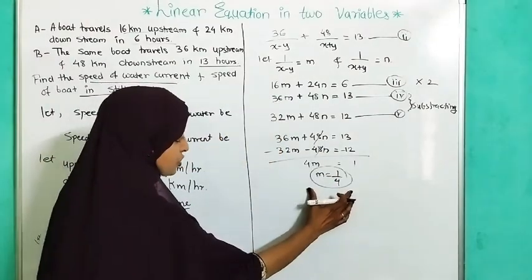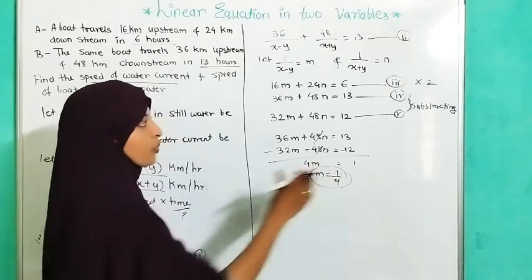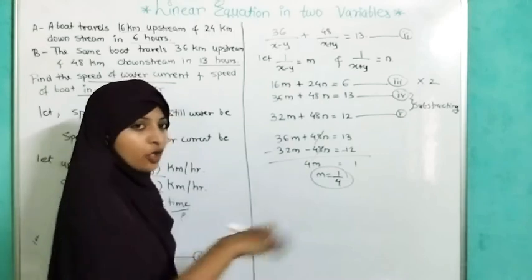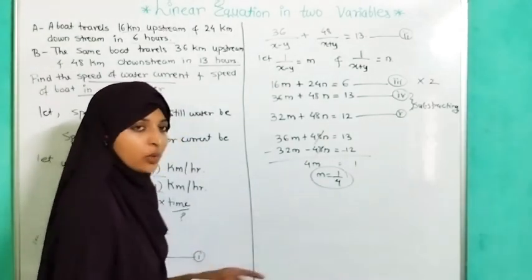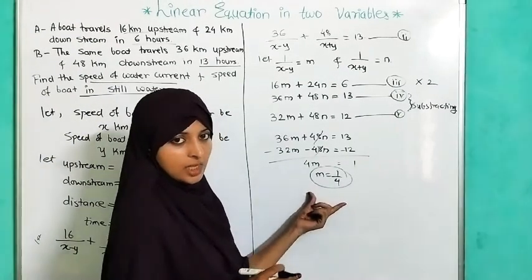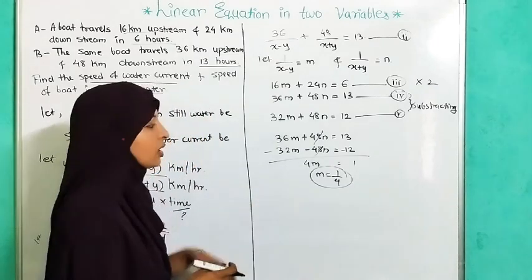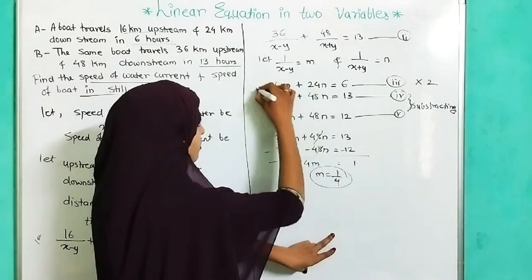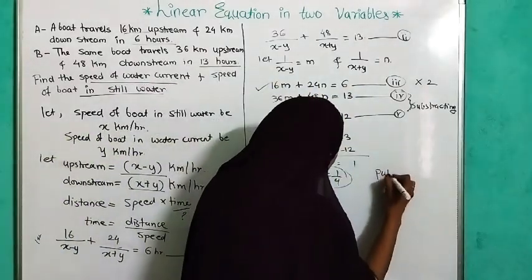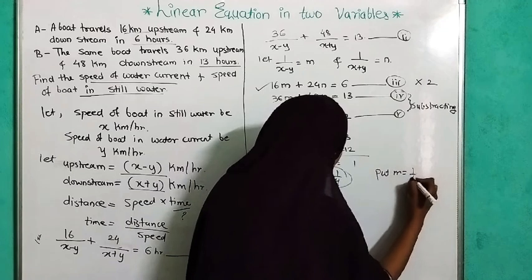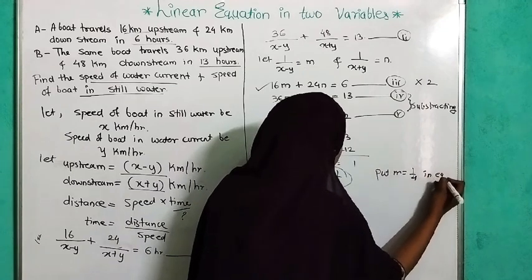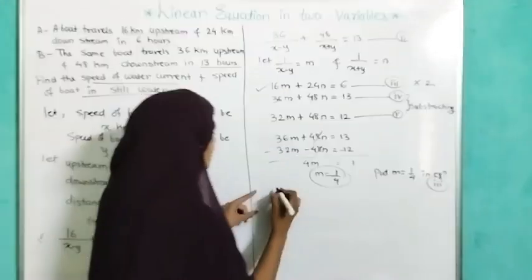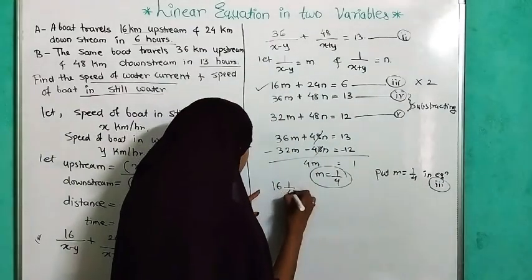If we substitute m is equal to 1 upon 4 in equation number 3, then we get the value of n. First of all, we find the values of m and n, and then we substitute in the next equation. So we put m is equal to 1 upon 4 in equation number 3. So equation number 3, 16 times 1 by 4.